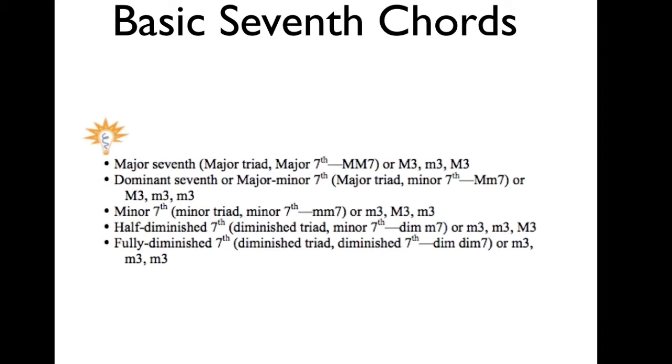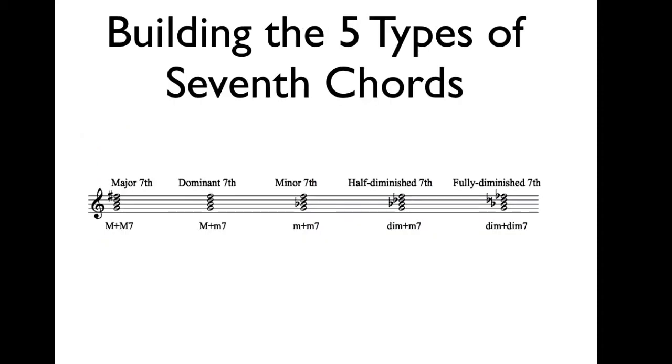Here's how these look if we're building them on G. The major 7th consists of the major triad plus the major seventh, and it sounds like this. The dominant seventh consists of a major triad plus the minor seventh, and it sounds like this.